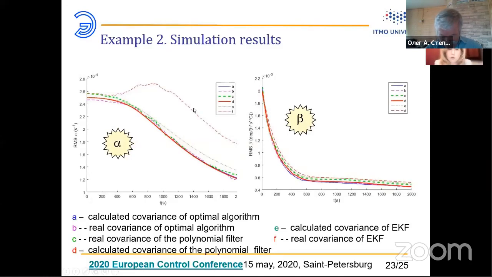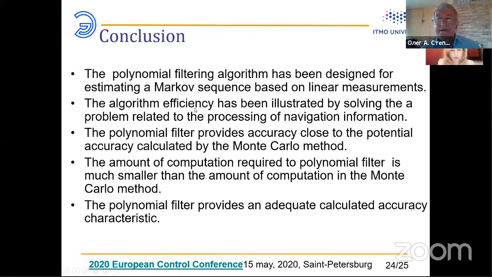Now I'm going to the conclusion. First of all, I want to mention that the polynomial filtering method has been designed, and it has been shown that the polynomial filter provides accuracy close to the potential accuracy calculated by the Monte Carlo method. However, the amount of computation required by the polynomial filter is much smaller than the amount of computation in the Monte Carlo method. And also, the polynomial filter provides an adequate calculated accuracy characteristic.